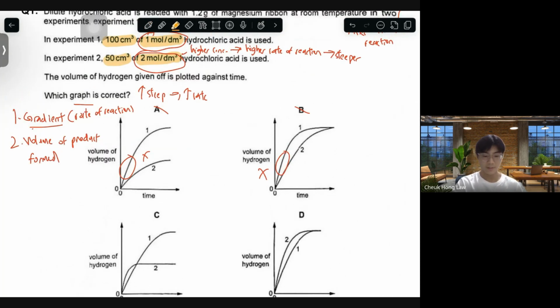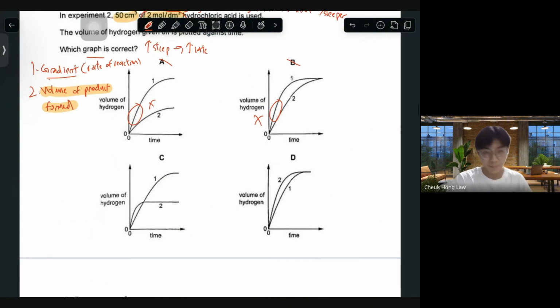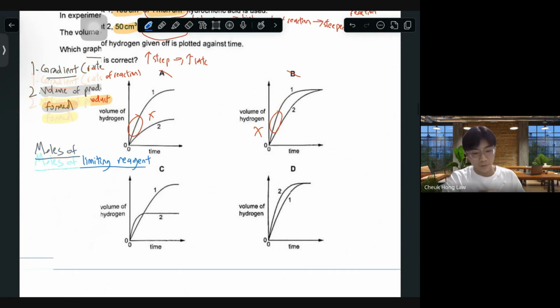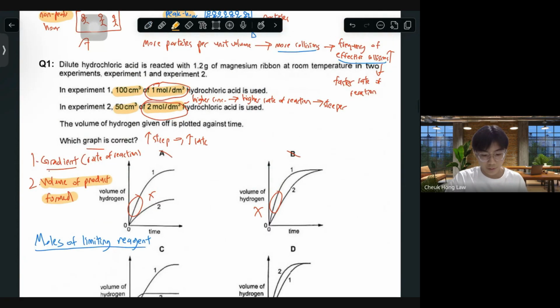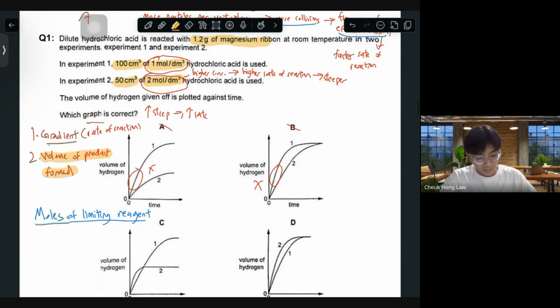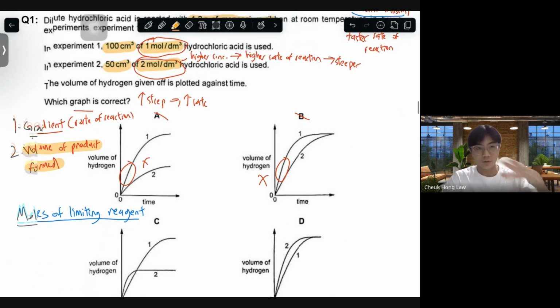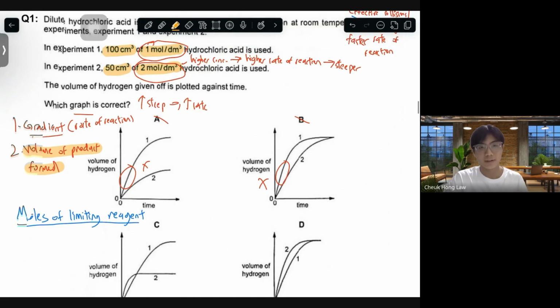Then what's the second thing we have to look out for? Volume of product formed. How do we tell the volume of product formed? Very simple. We find the number of moles of your limiting reagent. If you actually do the calculations, you find the moles of magnesium and the moles of hydrochloric acid, you'll realize that hydrochloric acid is the limiting reagent, or at least it's equal. So for this, we'll just skip that and go straight into finding the moles of hydrochloric acid, because it's the one that has the concentration.